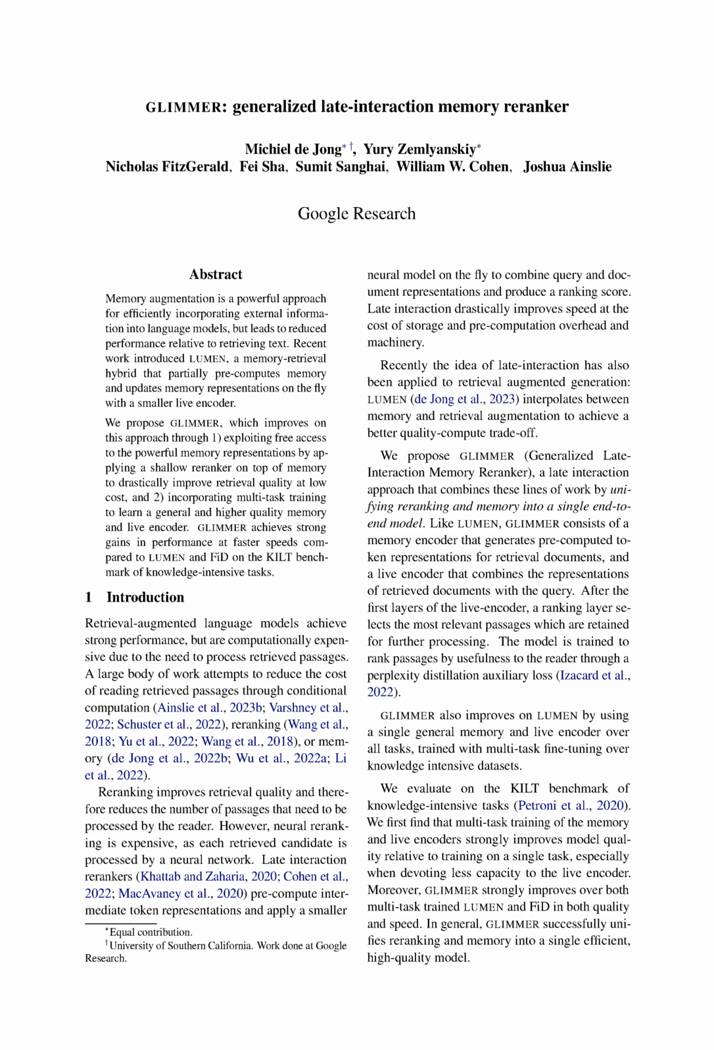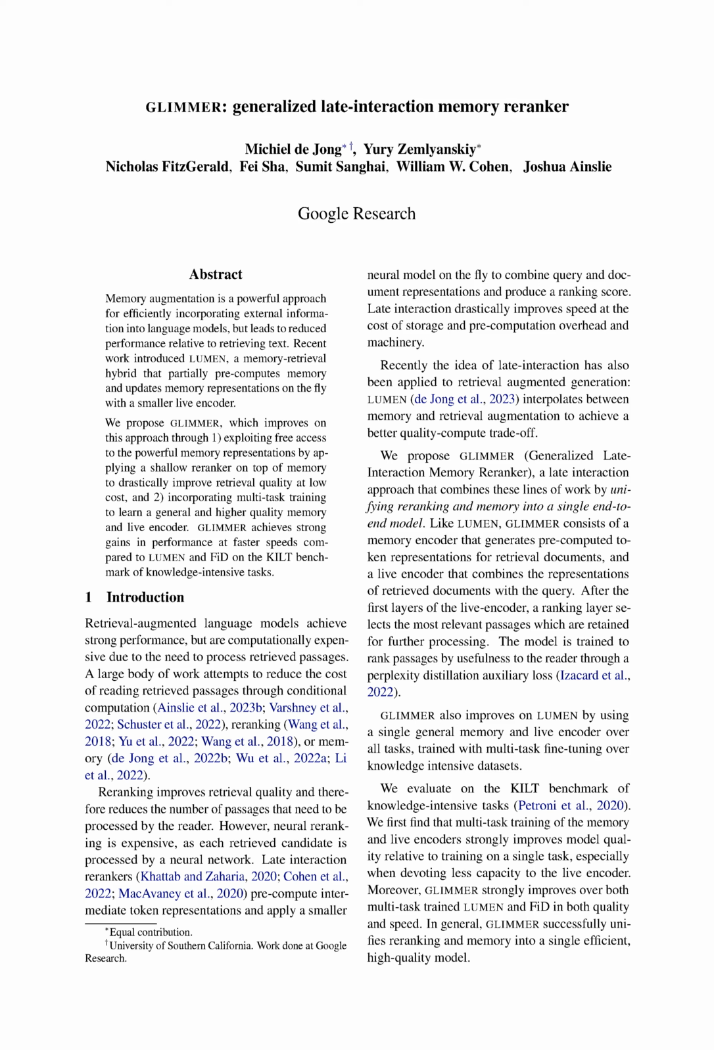Moreover, Glimmer not only outperforms other multitask-trained models and the fusion-in-decoder model, FiD, in both quality and speed, but also successfully consolidates reranking and memory into a single efficient, high-quality model. In conclusion, Glimmer is our proposed solution for the computational demands of retrieval augmented language models, offering an efficient, high-quality unified model for reranking and memory.